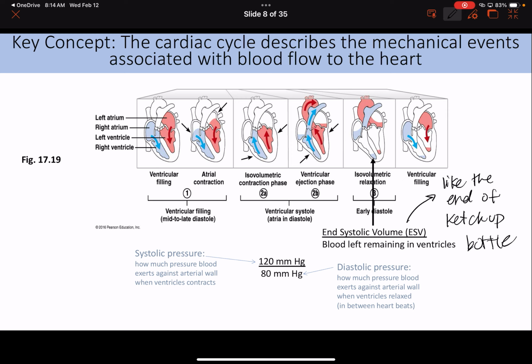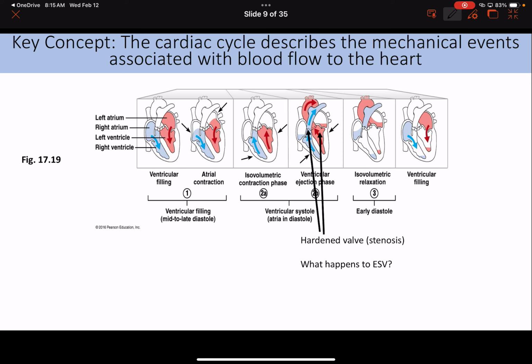So your end diastolic volume is what we start off with. How much blood do we have to eject? And then the end systolic volume is how much blood is left over. So what if we had hardened valve stenosis where the opening is narrowed? What do you think is going to happen to that ESV, or that end systolic volume? Do you think there's going to be more left over or less left over? More left over. There'll be more left over.